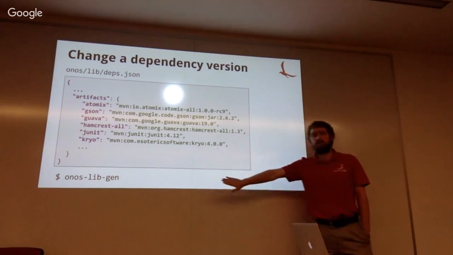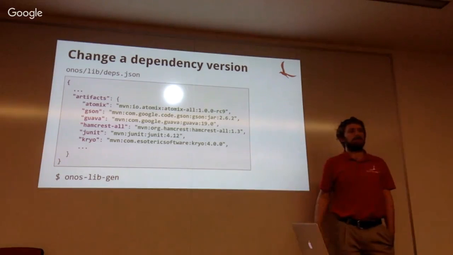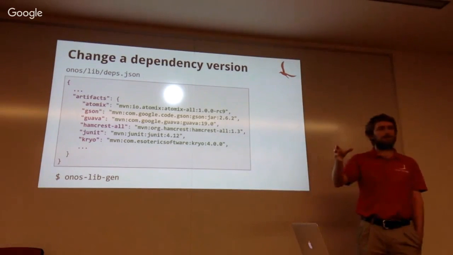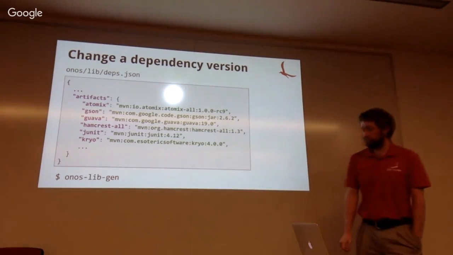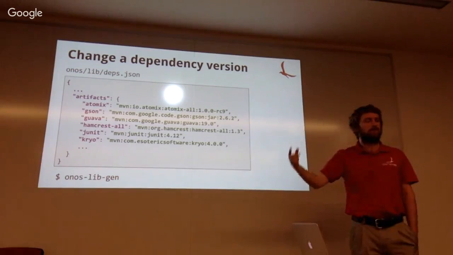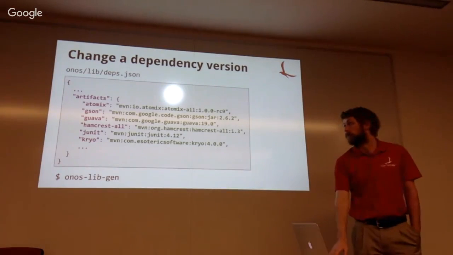When you run ONOS libgen, it will generate all the Buck targets, which get turned into build rules by the system. So changing a version here and rerunning ONOS libgen will effectively update your external version.